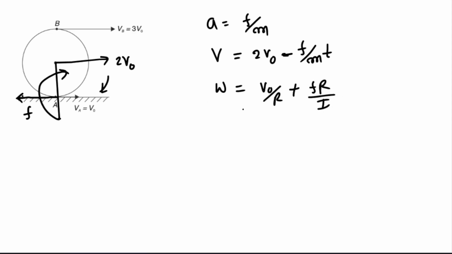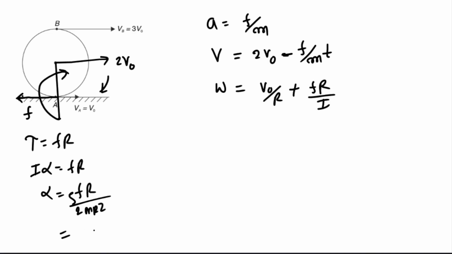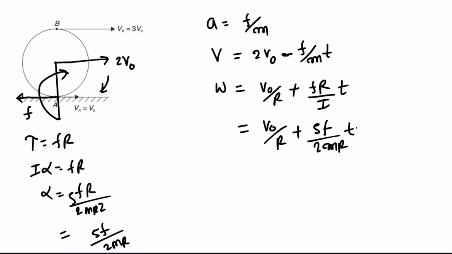Alpha we are going to write alpha t, क्योंकि देखो टॉर्क क्या लगा तुम्हारा, F into r. Torque can be written as I alpha equals F r. Alpha is equal to F r by I. I is how much? 2/5 m r square. So this will become equal to 5F by 2mr, okay, into t. So इसको आप लिख लो v naught by r plus 5F by 2mr t.